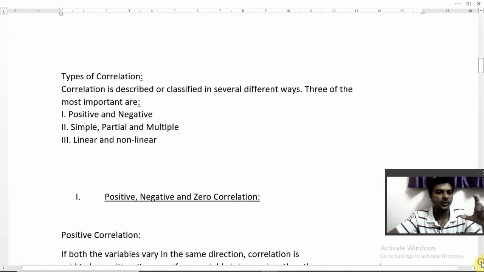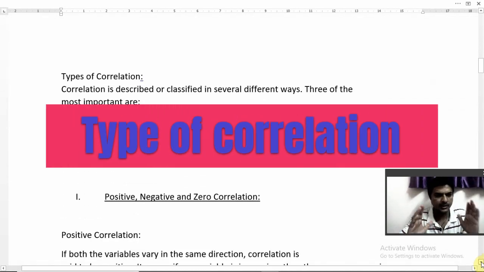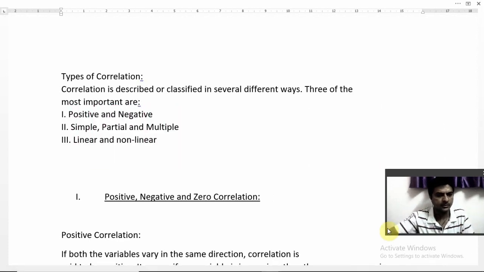So here are the very important types of correlations. Please remember this one. There are only three types. What it describes is how it is classified. Yes, the first type is positive and negative. Second type is simple, partial and multiple. Third one is linear and non-linear.